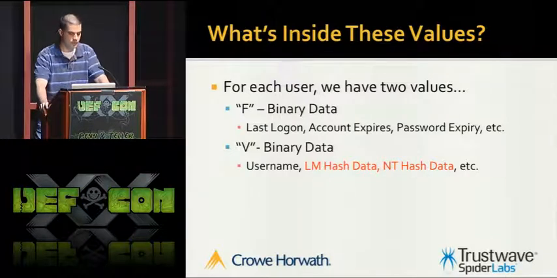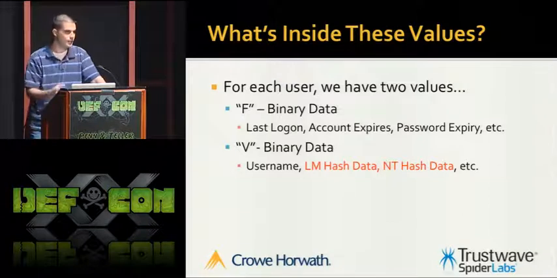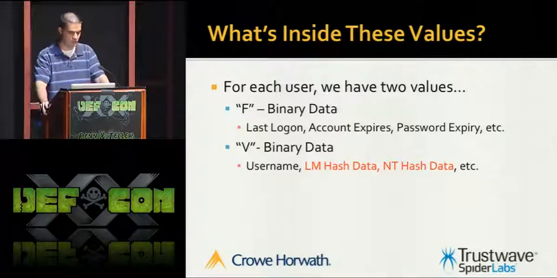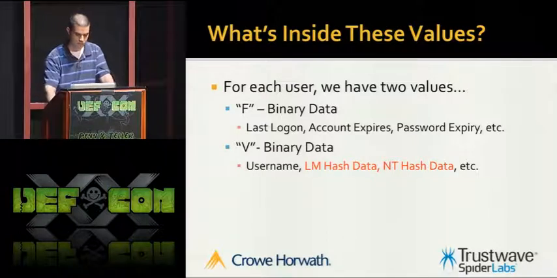So does the user's password expire? Do they have any logon hour restrictions? When did they last log on? Stuff like that. The V key, though, handled all of the goodies that we wanted: the username, and then the LM hash data and NT hash data. So this was the data that I said we want to parse out and pass to the algorithms to get our hashes. So we're like, all right, cool.